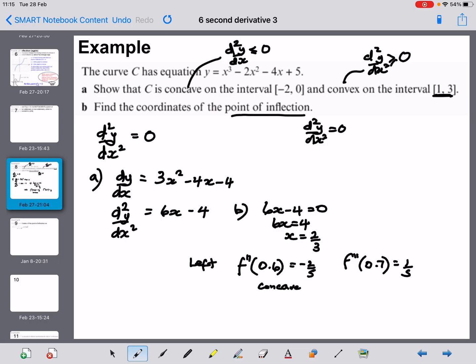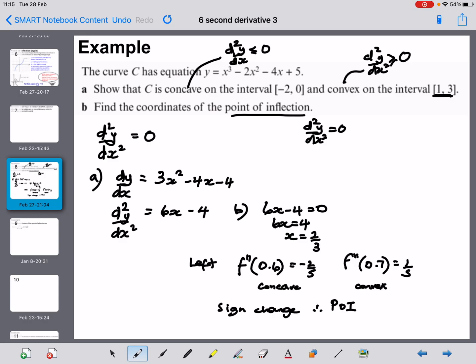Just to the right of 2/3, where x is 0.7, the second derivative has a value that is positive, so that is convex. So we've shown on either side of that point where x equals 2/3 that the graph is concave and convex, therefore it must be a point of inflection. So we've got a sign change, therefore we have a point of inflection.